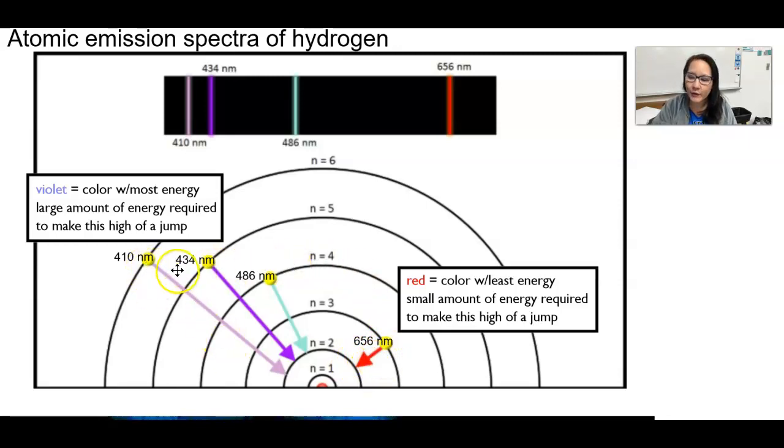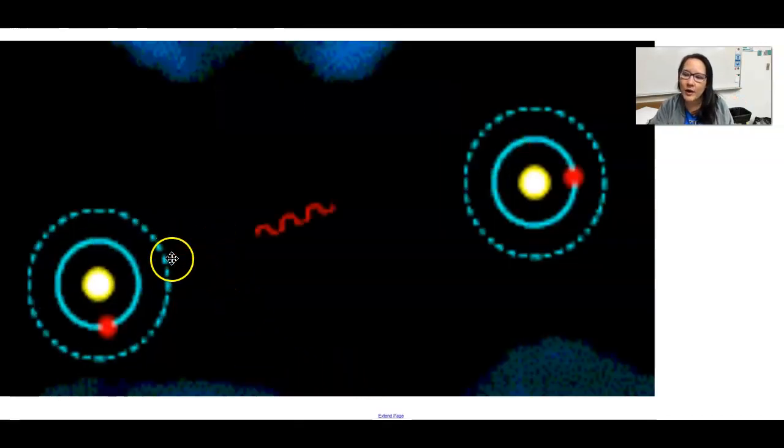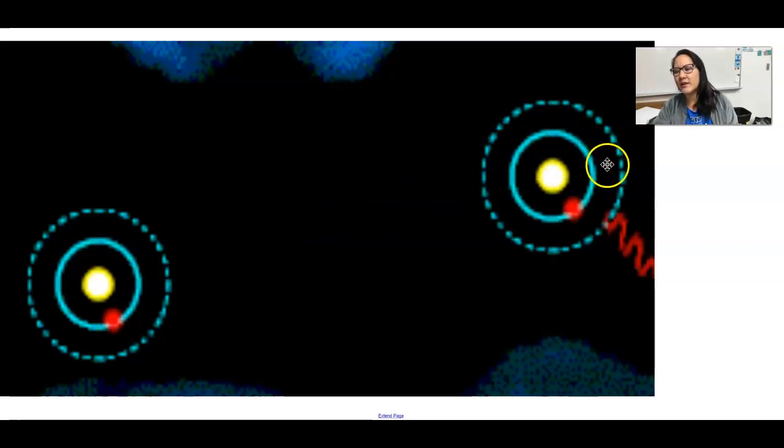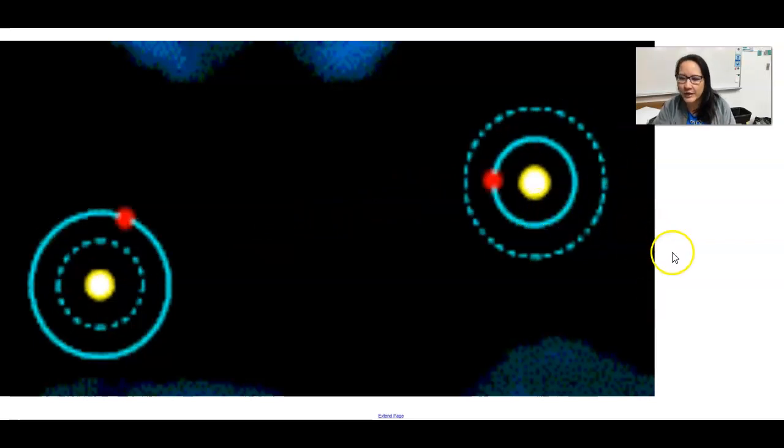Whereas over here, violet, 410 nanometers is a shorter wavelength, which is a higher amount of energy. So this is the color with the most energy. So a large amount of energy was required to jump from energy level 1 all the way to energy level 6, which means that the light that was given off afterwards when it fell back to the ground state is going to be violet colored light, which is a light color that has high energy. And so here you can see where the energy is being released and then it gets absorbed by this one. It jumps to an excited state, and when it falls back to the ground state, it releases that energy.